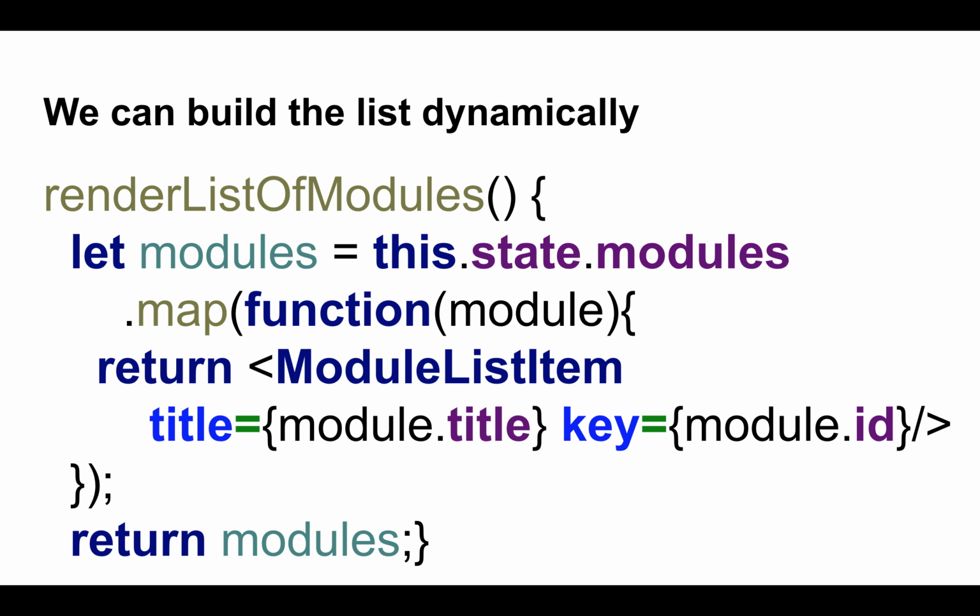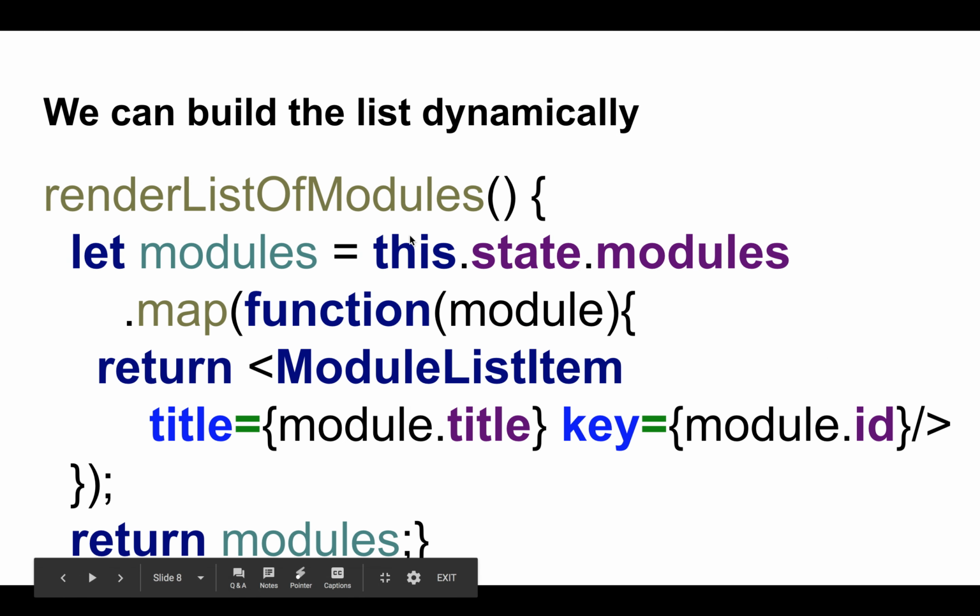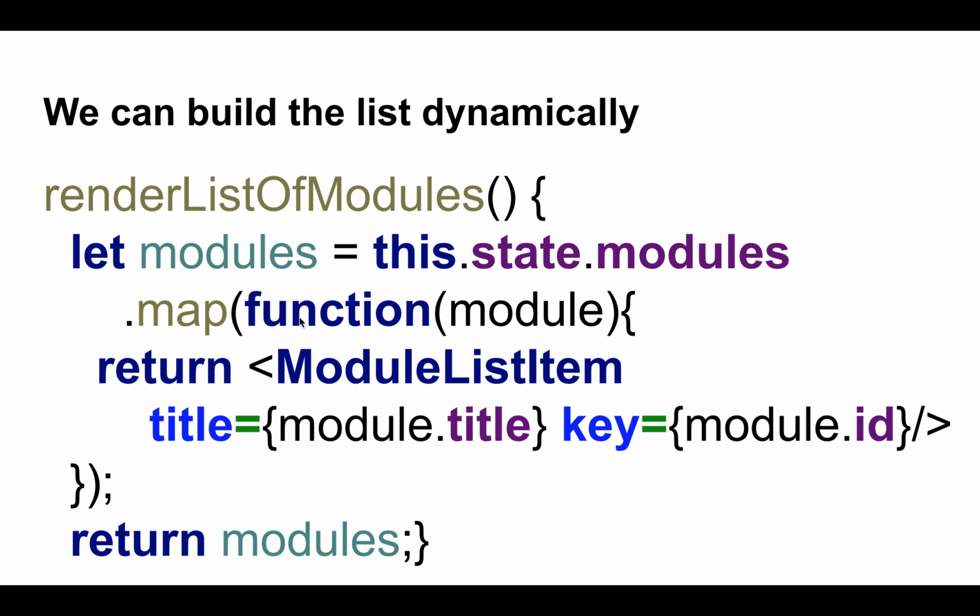pass the title, pass a unique key identifier, right? And then the module list item can then render independently. So let's play around with this idea. Okay, I'm going to use a slightly newer syntax. This is still using the old JavaScript syntax. I'm going to use the ES6 syntax, right? But it's going to be equivalent, right?